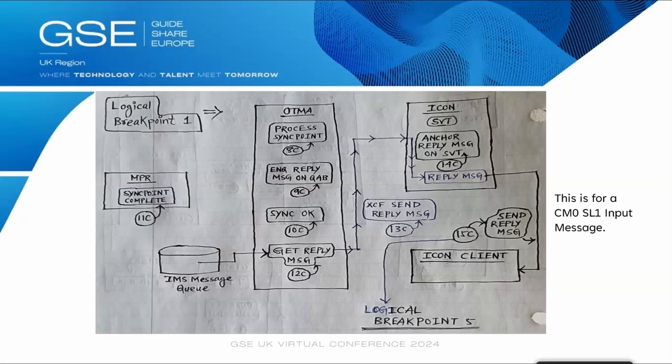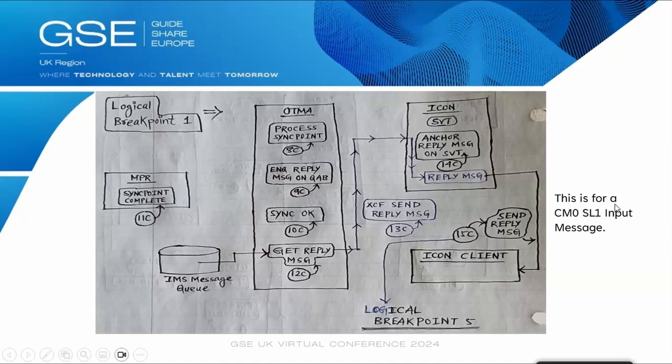Right now, with 15C, let us consider 15C to be another logical breakpoint, and this time it will be logical breakpoint 5, right? Because previously we had coded till logical breakpoint 4, so this logical breakpoint will be logical breakpoint 5. Now again, two options can branch out from logical breakpoint 5. The IMS Connect client can send either an ACK or a NACK reply message back to IMS Connect.